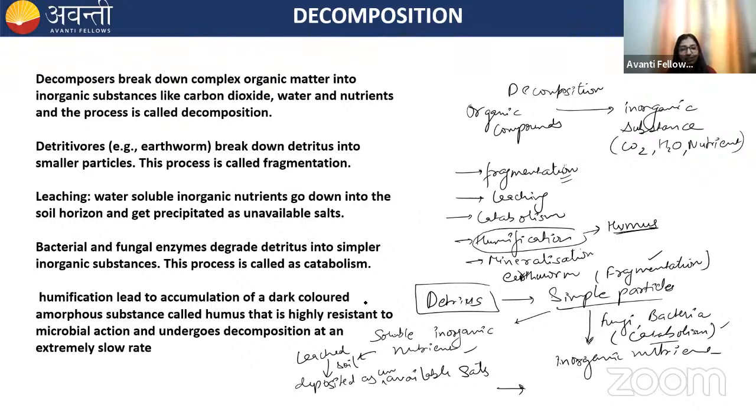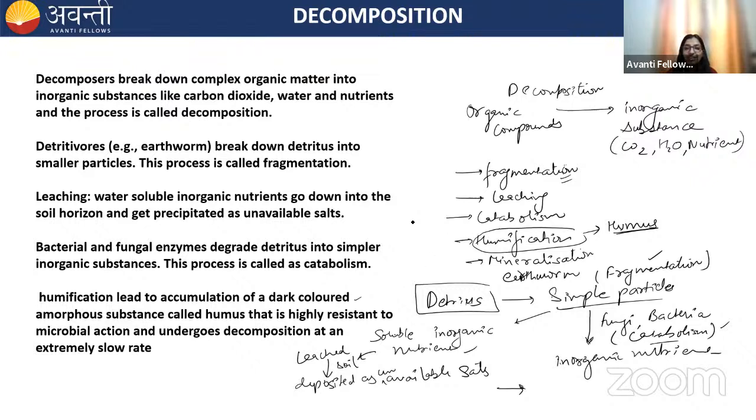Remember all the properties of the humus: it is dark colored, and it is highly resistant to microbial action, because of which the decomposition rate is very slow. It is an amorphous substance, and it is colloidal in nature. Please remember all these points. The properties of humus are very important.